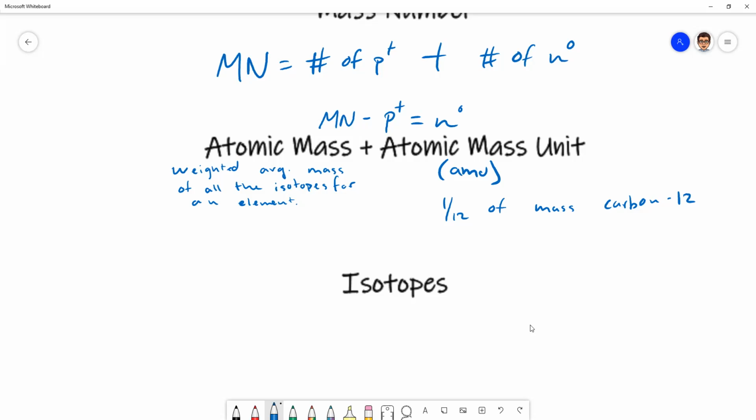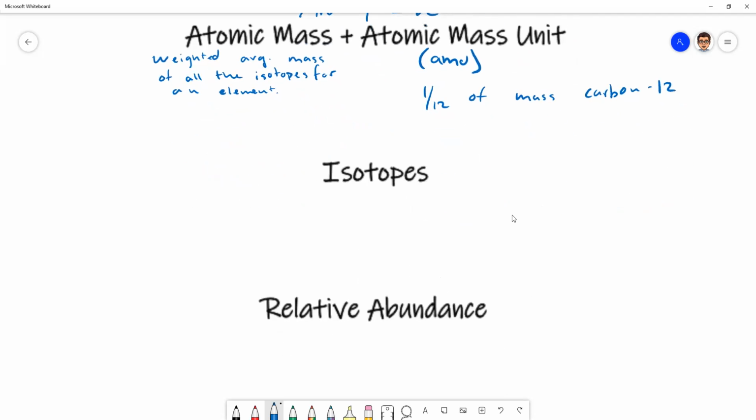It was derived from 1/12 of the mass of a carbon-12 atom. But going back to atomic mass, we find that by taking the weighted average of all those isotopes. That's what we find on the periodic table, but you haven't really talked about what an isotope is. So I'm here to do that with you now.